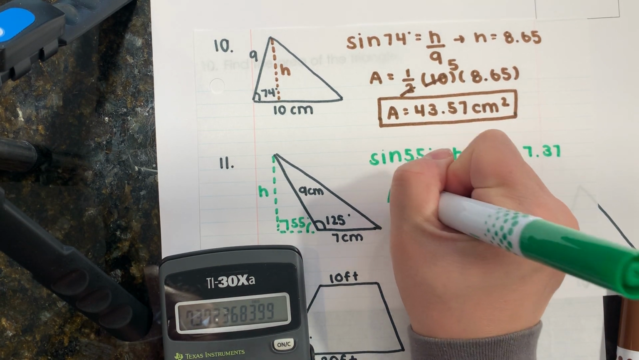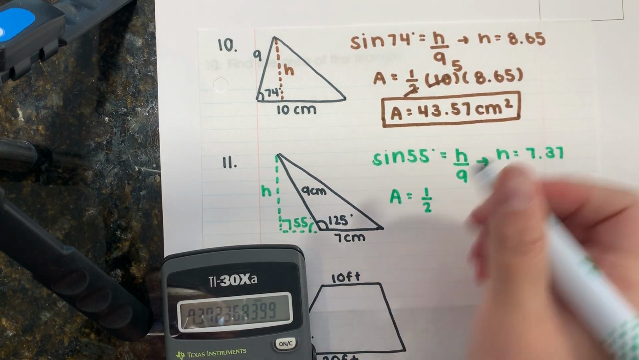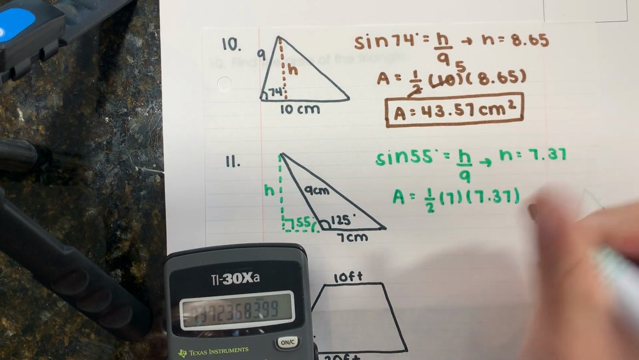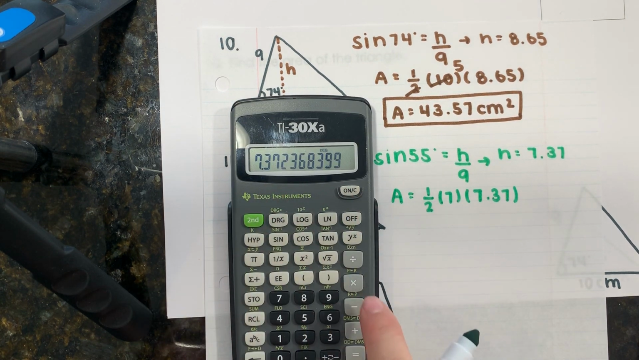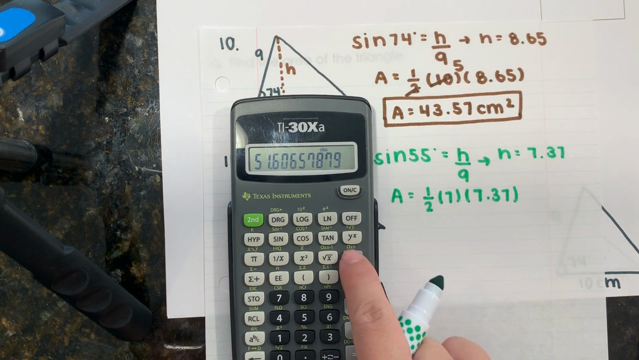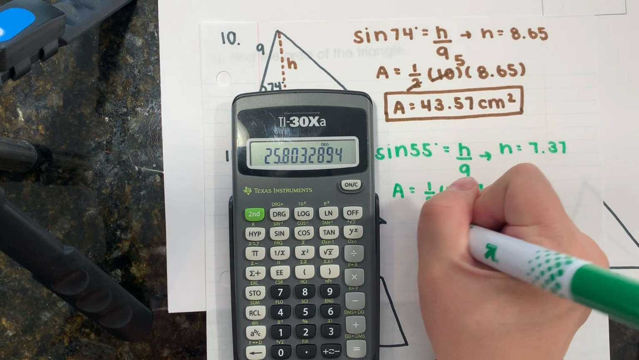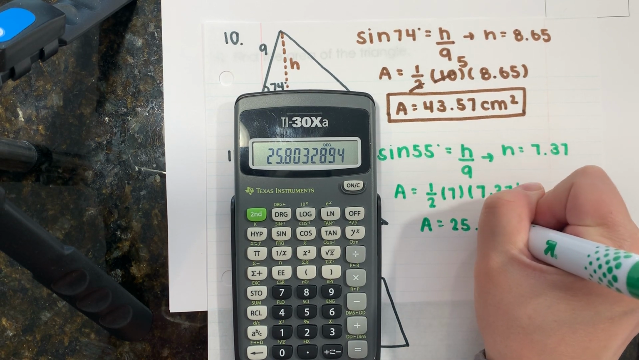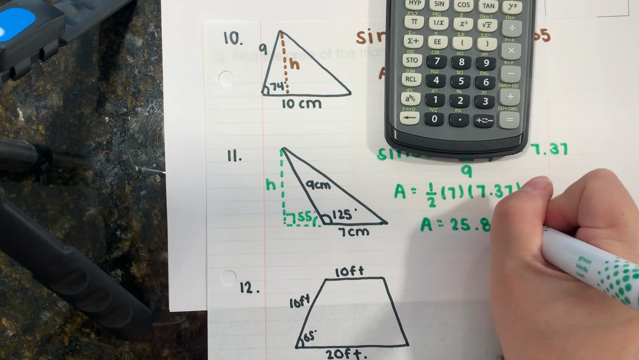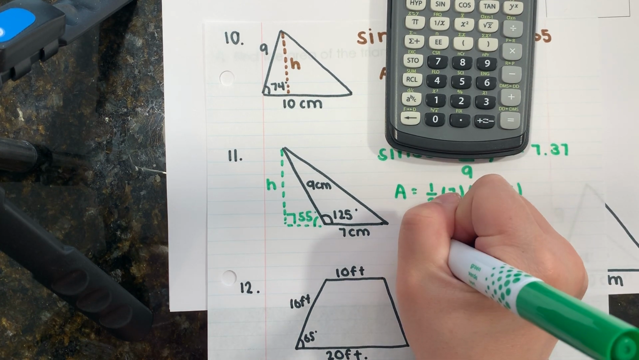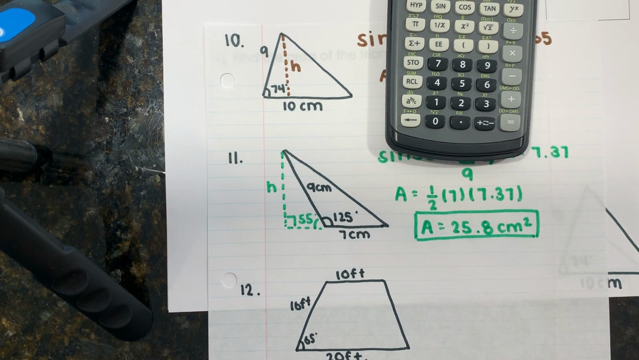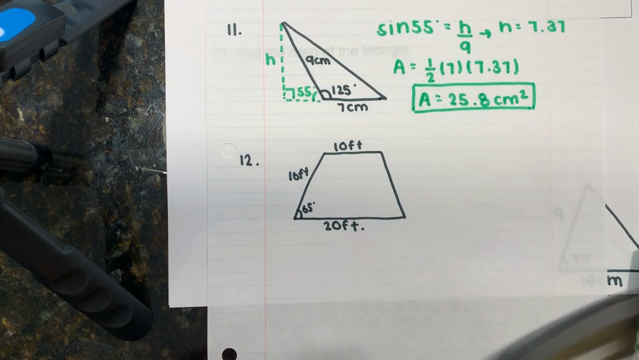So area is 1/2 the base, which is 7, times the height. On this one, I'm going to multiply my height times the base and then just divide that whole thing by 2. And that will give me the area is equal to 25.8, and that's in centimeters squared as well. So I never eliminate my height until after I use it to solve for the area, because that will give me the closest answer. And then lastly, we're going to look at number 12.